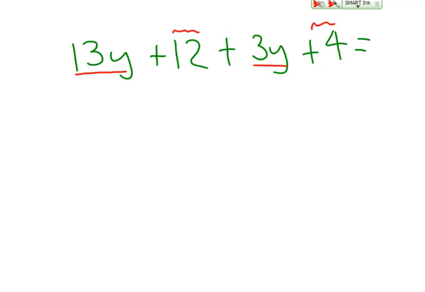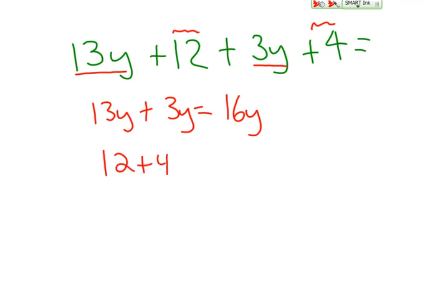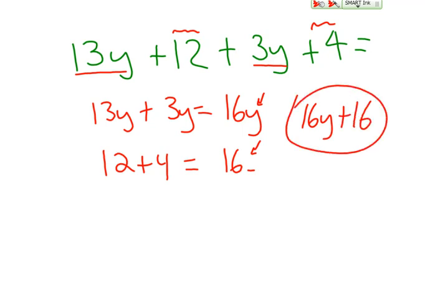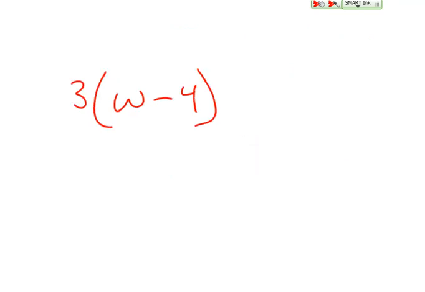And then all you do is you combine what you have. I take the 13y plus the 3y, and that gives me 16y. Then I take the 12 plus the 4, and that gives me 16. Now I can't combine these because they're different. One has a variable, and one has nothing. So I take the 16y plus 16, and then that's my answer. I don't solve it. I can't do anything else with it. It is what it is.